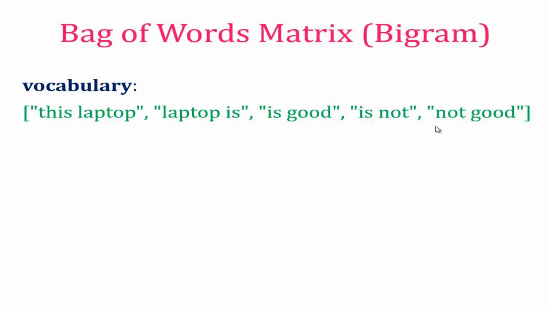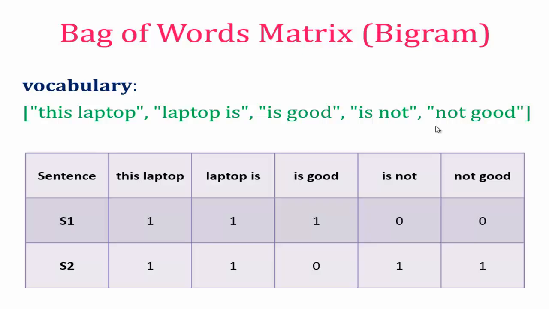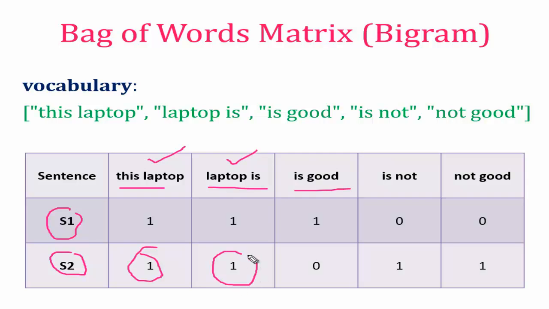Now let's create the bag of words matrix, bag of bigram, also called bag of 2-gram. Like we can say for Unigram, bag of 1-gram. Same here, we can say bag of bigram, bag of 2-gram, our bag of words matrix for bigram. Now you can see in our sentence 1, this laptop is good, right? In our sentence 2, we still have "this laptop is" that you can see here. But now we also get "is not" and "not good" in our sentence 2.